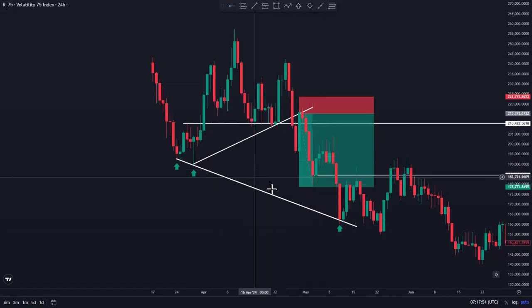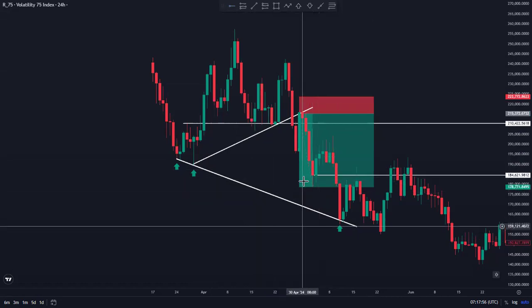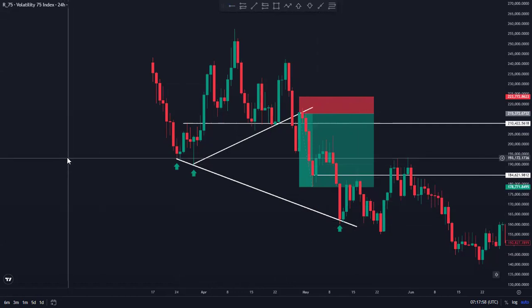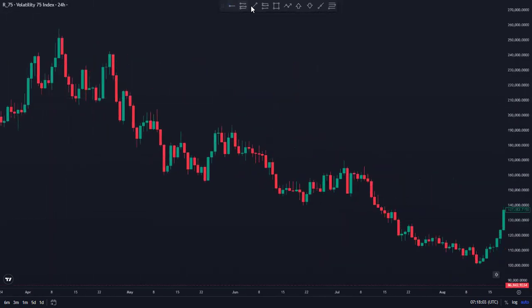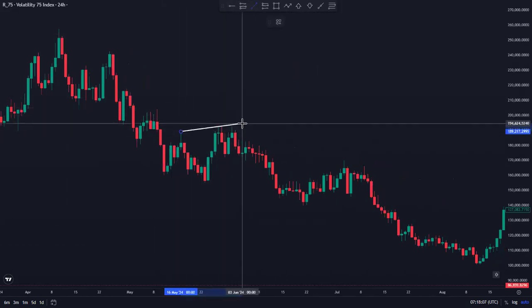Here's my break of structure. That's my exit. You are done with this one. What do you do from here? You look for another trend line. You see, oh, flip, there's another one there. Okay, what am I supposed to do?